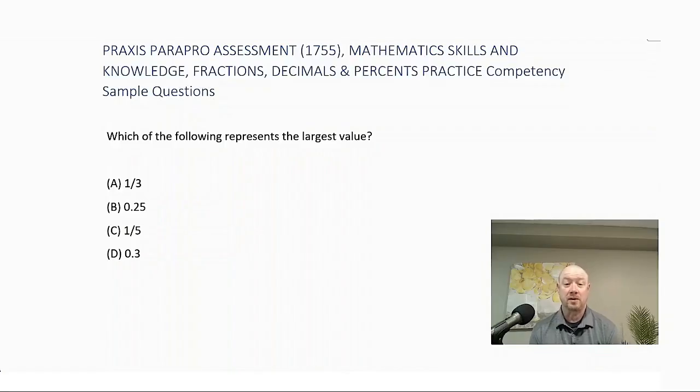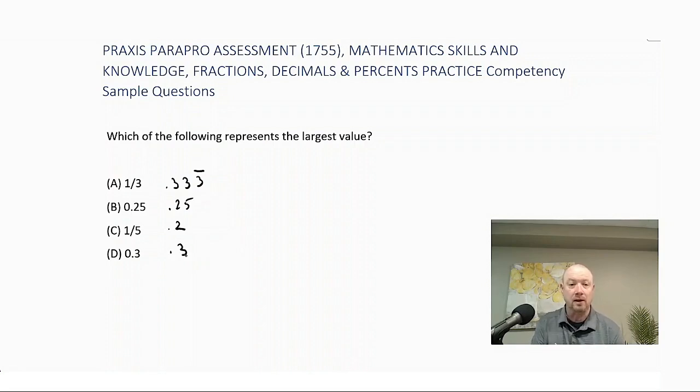Which of the following represents the largest value? Is it A, 1/3, B, 0.25, C, 1/5, or D, 0.3? All right, so my strategy is I'm going to convert these all to decimal. Choice A, 1/3, is 0.3 repeating, right? 0.25 is already a decimal, so we're going to keep that the same. 1/5 is 0.2, and then 0.3 is a decimal.